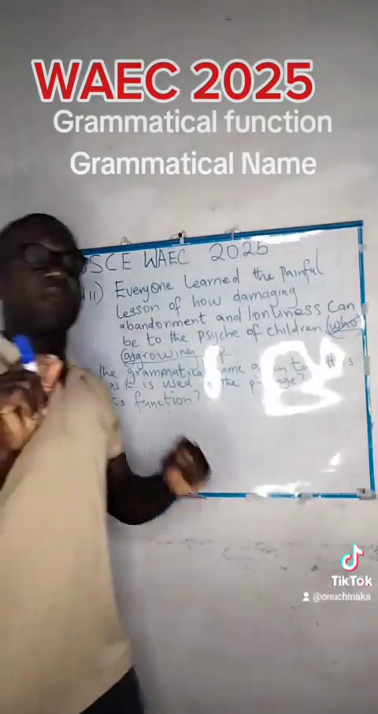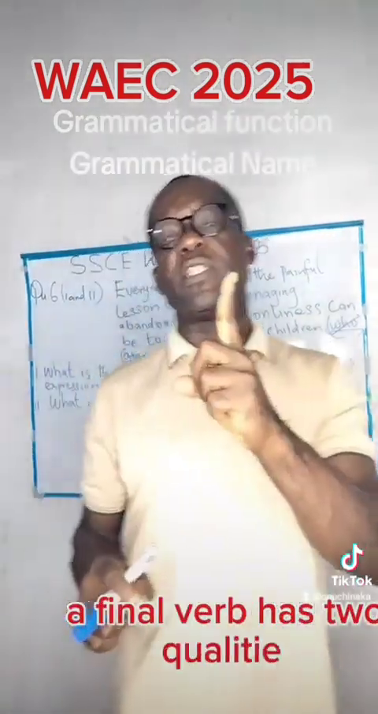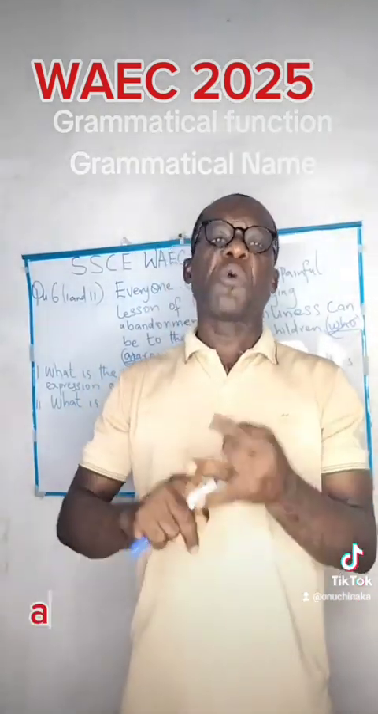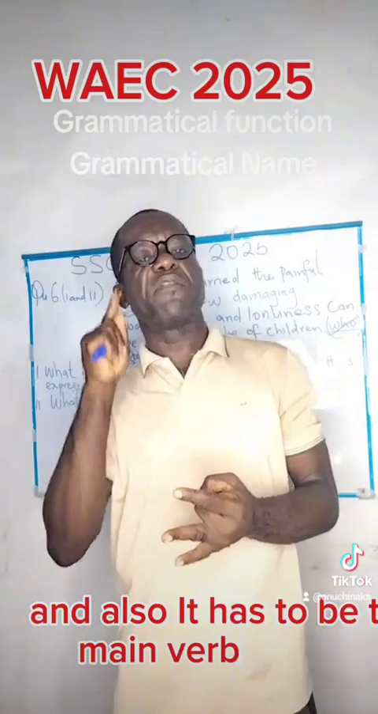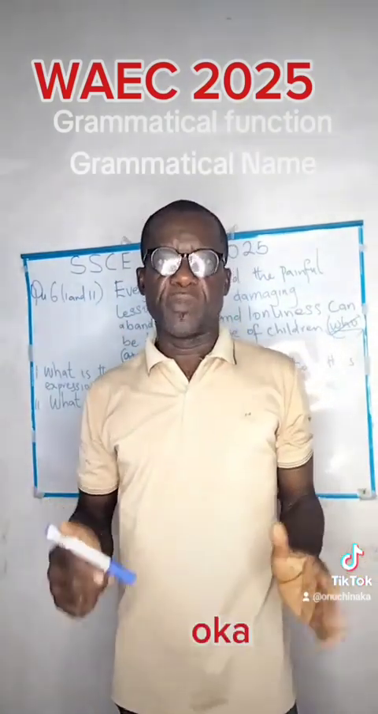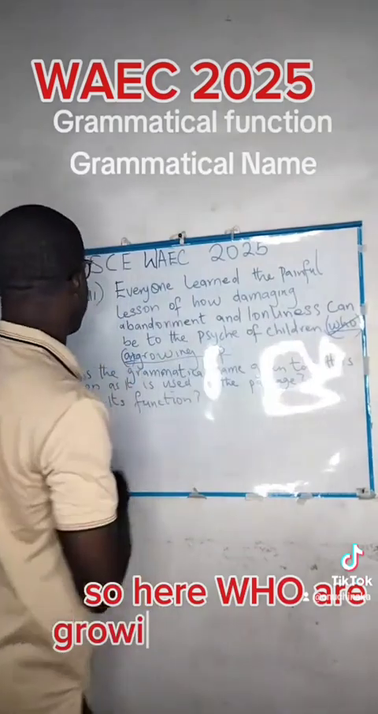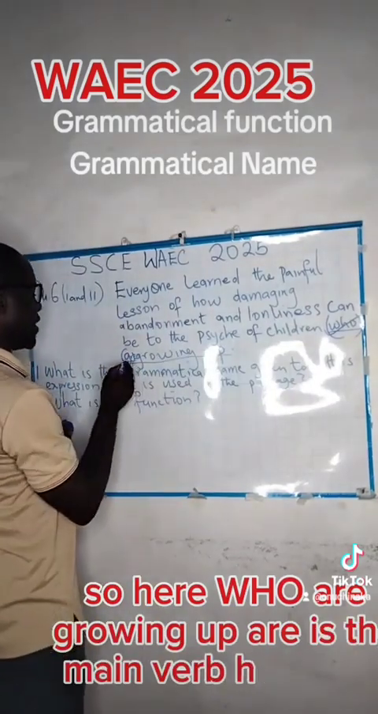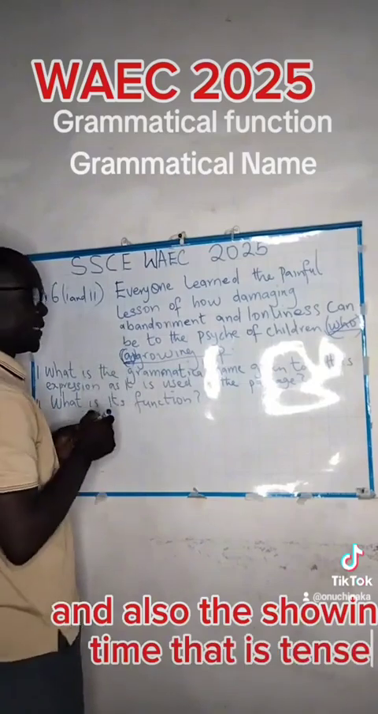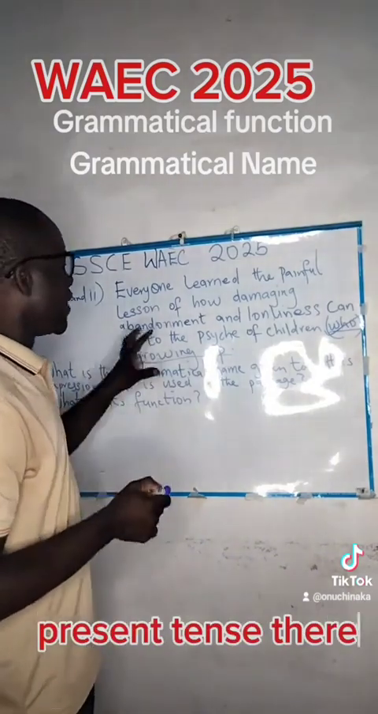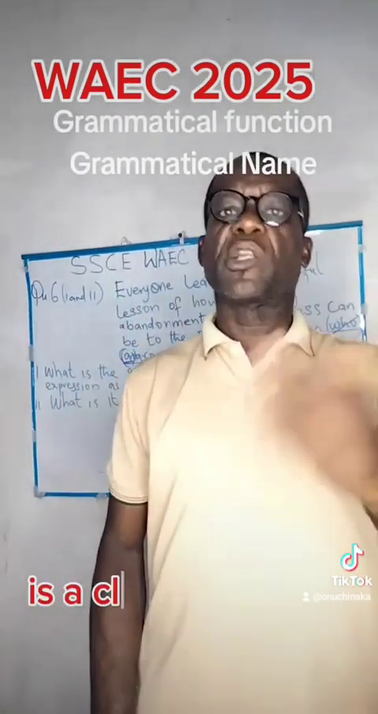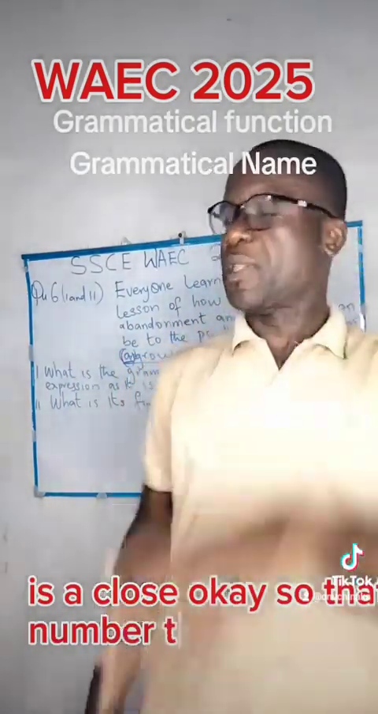Just quickly, a finite verb has two qualities. It has to show time, that is tense, and also it has to be the main verb element of the underlying expression. Okay, so here, who are growing up, are is the main verb here. Okay, and also it is showing time, that is tense, present tense. Therefore, the underlying expression is a clause. Okay, so that's number 2.